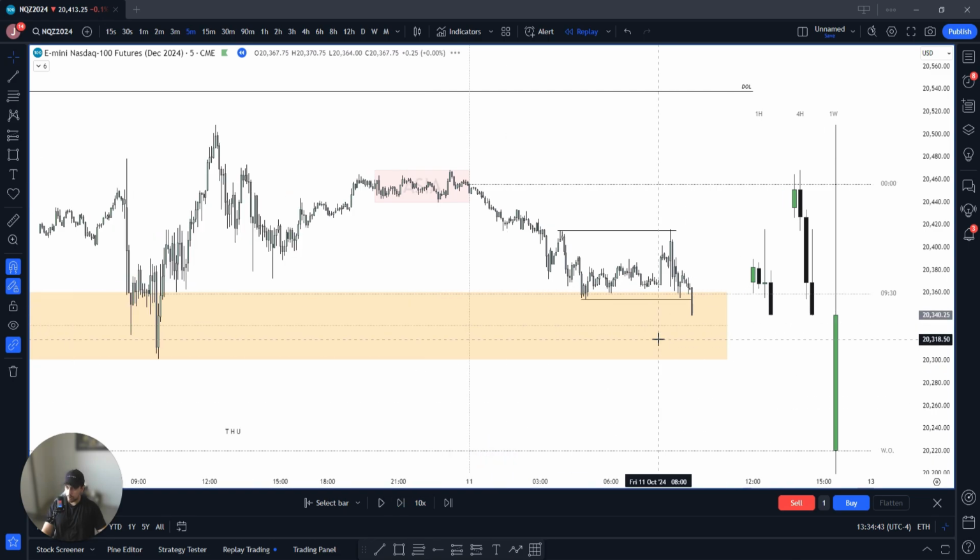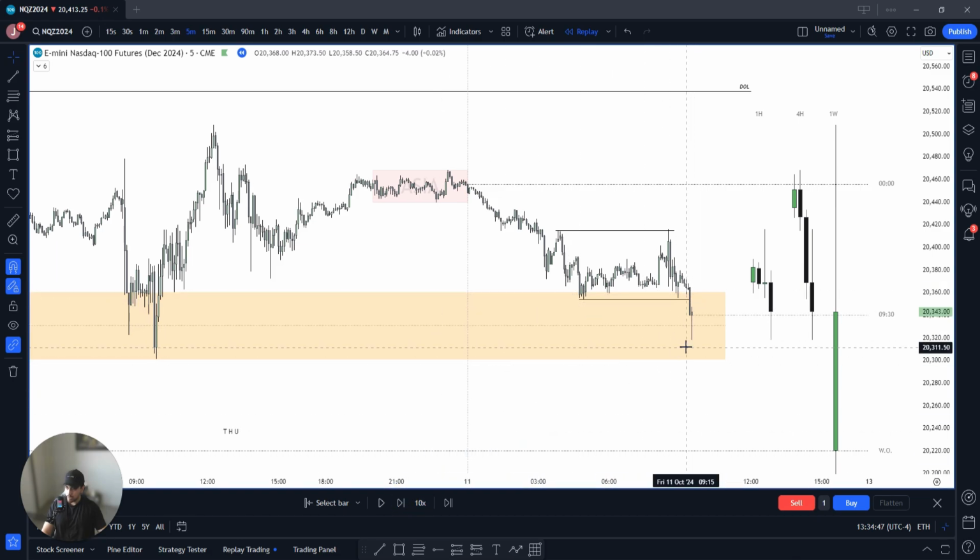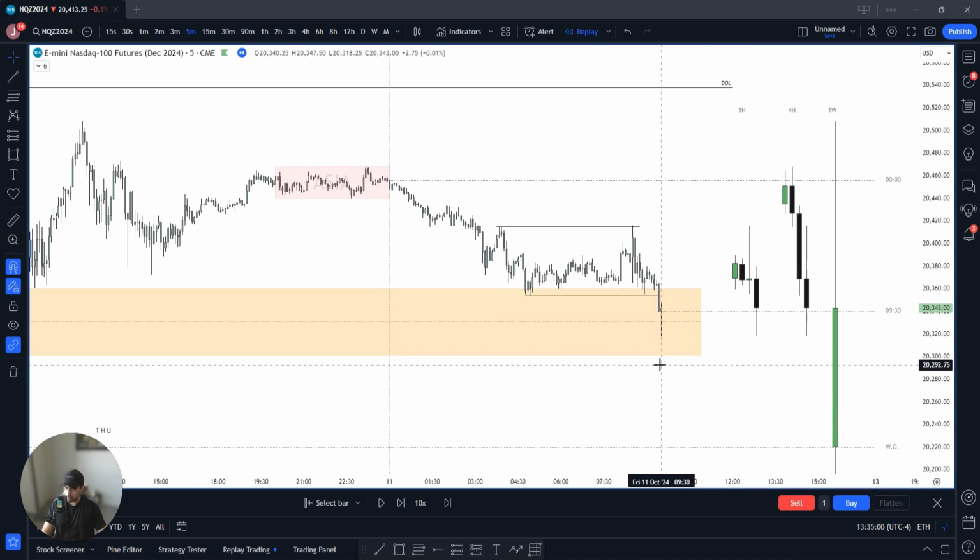Right here's 9:25. We end up sweeping that low, going deeper into the 1 hour fair value gap. Here's 9:30. Now we have 10 a.m. news, and this used to be a red folder. I don't know why they changed it to an orange folder, but the red or orange folder news is consumer sentiment at 10 a.m., which is also a key time. It's a new 4 hour candle opening, right?